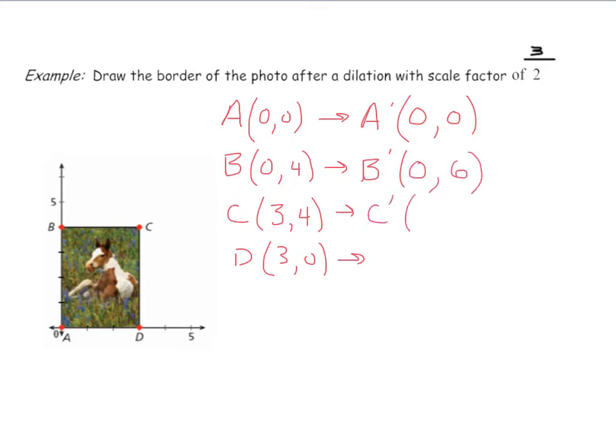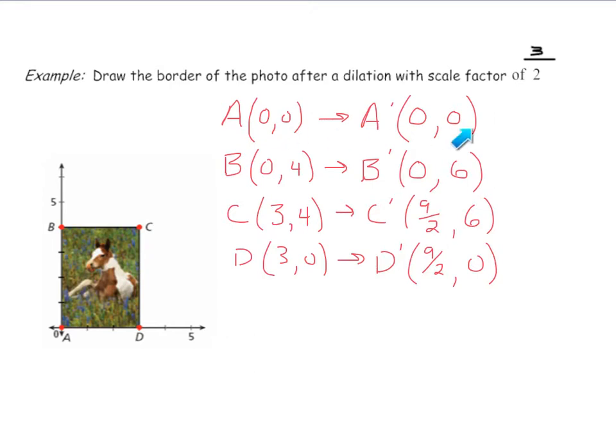C prime, when I take 3 times 3 halves, I'll get 9 halves. And if I take 4 times the 3 halves, we'll get that 6 again. D prime, the last one, 3 times 3 halves gives me 9 halves, and the 0 times our 3 halves is 0. So those are all the new points that I must put onto my graph.